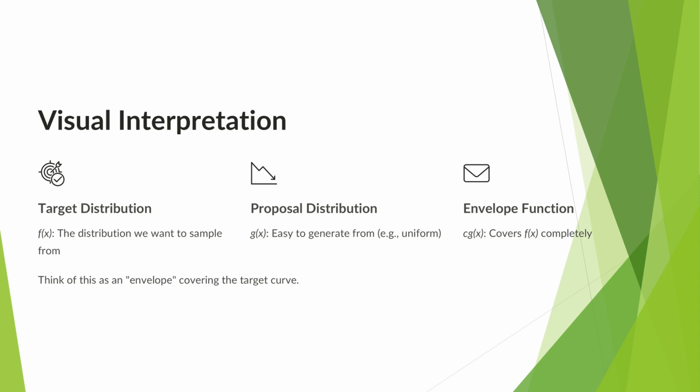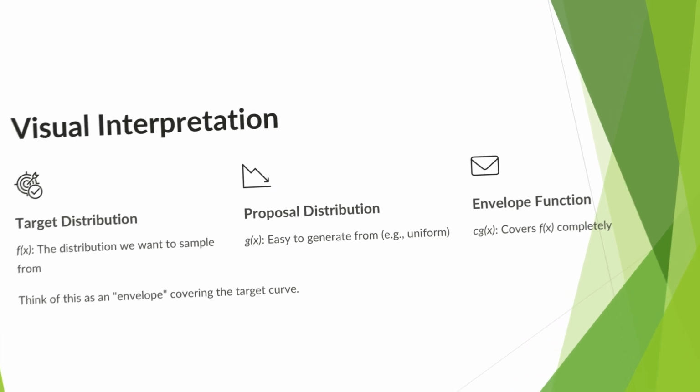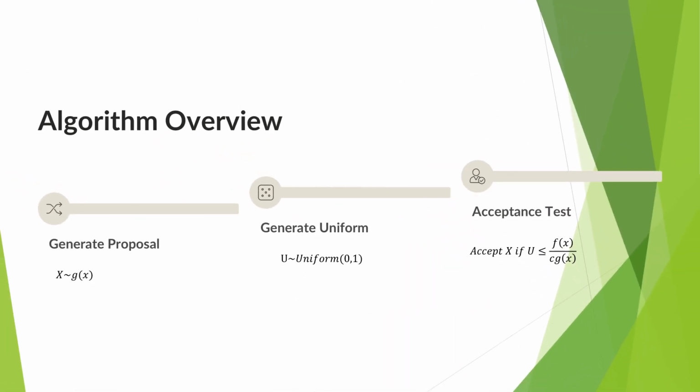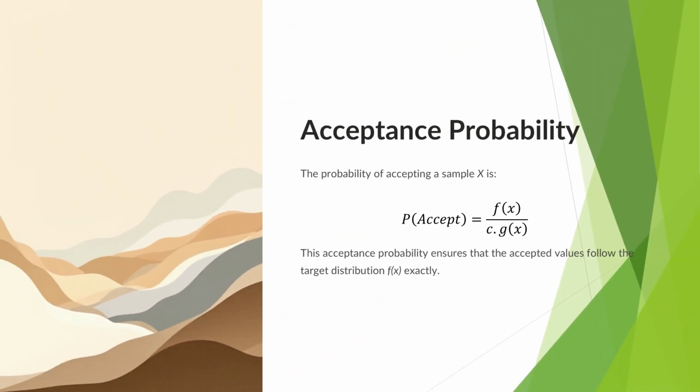Based on this idea, we can now describe the algorithm. The acceptance-rejection method consists of three main steps. First, we generate a value from the proposal distribution. Second, we generate a uniform random number between 0 and 1. Third, we perform an acceptance test. Let us now go through these steps one by one with an example, but first we talk about c.